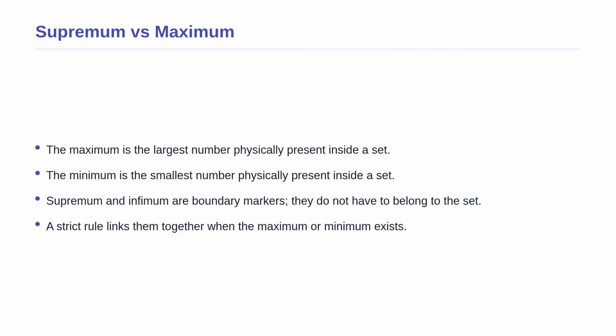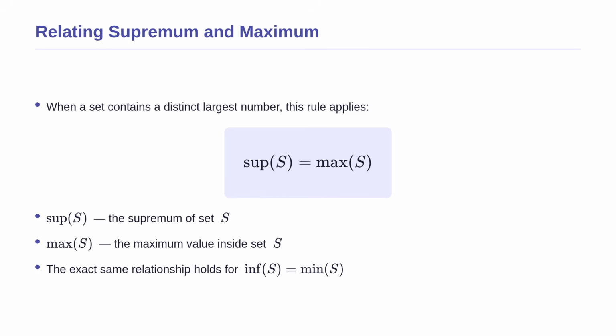This brings us to a very practical formula that saves us a lot of time when analyzing simple collections of numbers. The supremum of a set S is equal to the maximum of set S, provided the maximum exists. If the maximum exists, the supremum locks onto it perfectly. If the set grows to include larger numbers, both the maximum and supremum increase together. For example, if a set contains the numbers 1 through 5, the number 5 is inside the set, so it is both the maximum and the supremum.